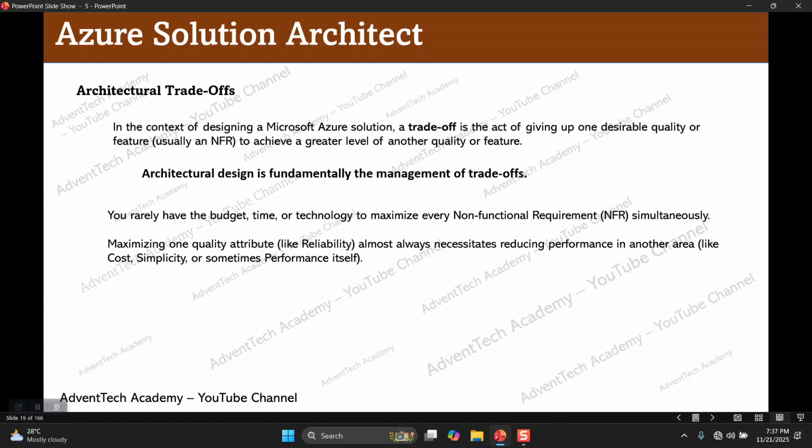So there is always a trade-off when selecting the non-functional requirements. If you want to cut the cost, if you want to optimize the cost, the trade-off is performance. The trade-off is scalability. The trade-off is security. The trade-off is latency. So we must consider all these trade-offs in non-functional requirements.